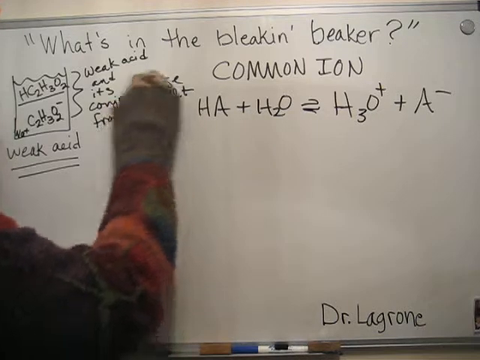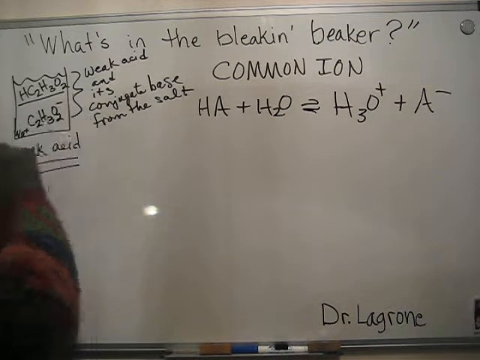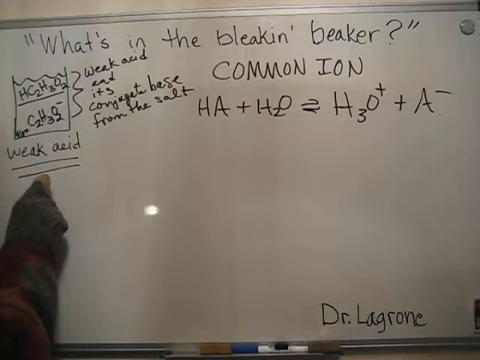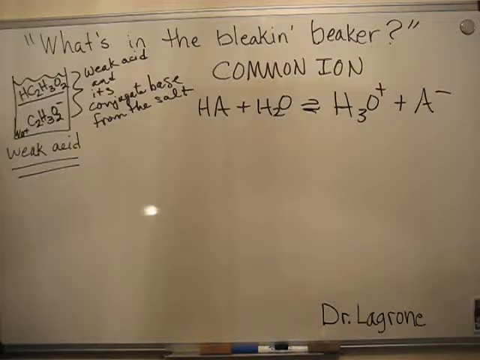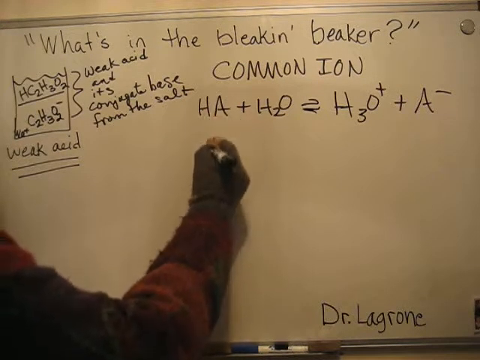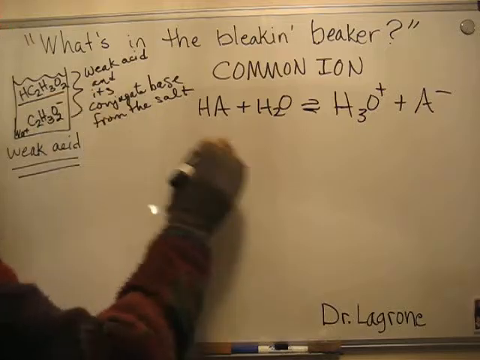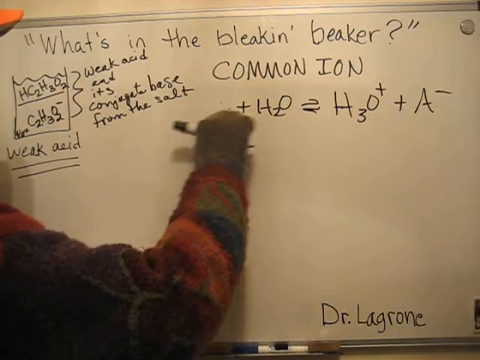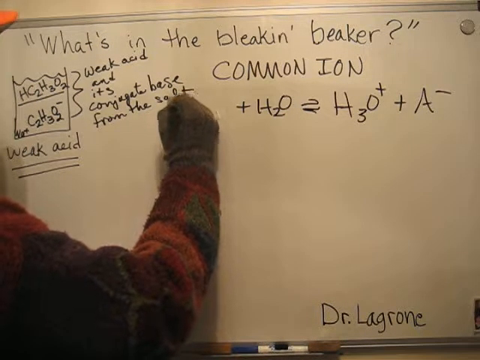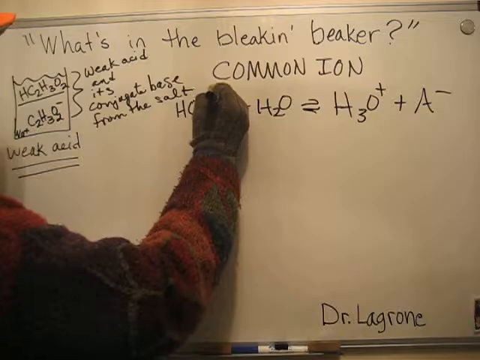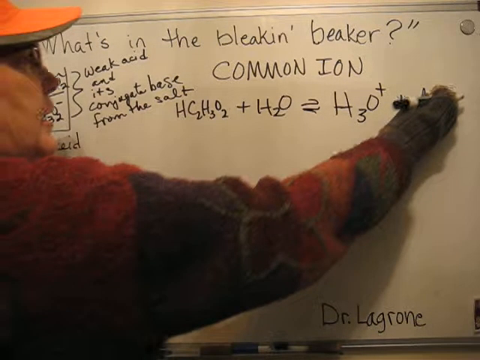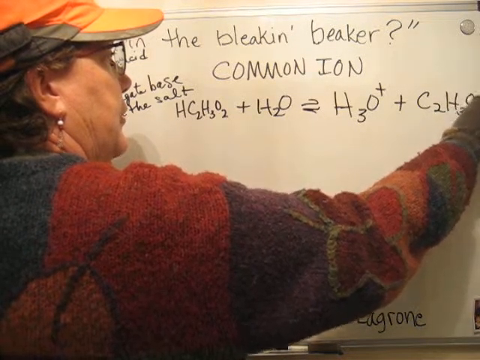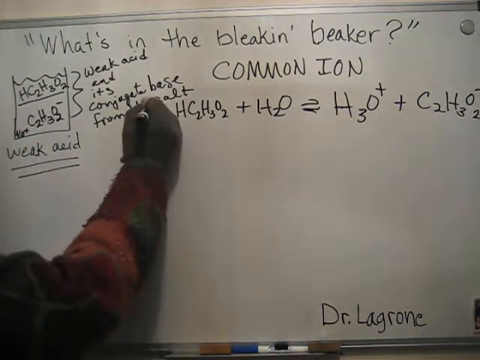So this is still my equilibrium. I don't really worry about the conjugate bases coming from the salt just yet. That doesn't dictate what equilibrium I write. The weak acid is going to dictate the equilibrium I choose. So you can either do HA or you can write out acetic acid. I choose to do acetic acid this time, HC2H3O2, only to help you see the common ion a little bit better. So the acetate would be left over. There you go.